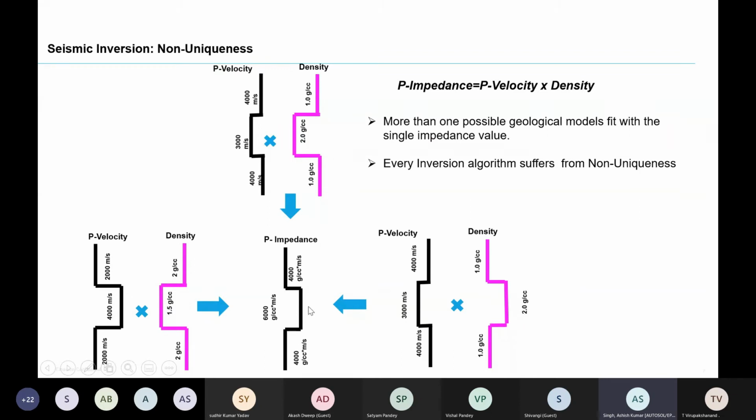Again you will get this 6000. So for a single P impedance value, there can be multiple solutions. So there is no unique solution. That's why all the inversion methods, whether it is seismic inversion, density inversion, or electromagnetic, all the inversion methods suffer from the non-uniqueness problem, with no single, no unique solution. So this is the main problem of the inversion.